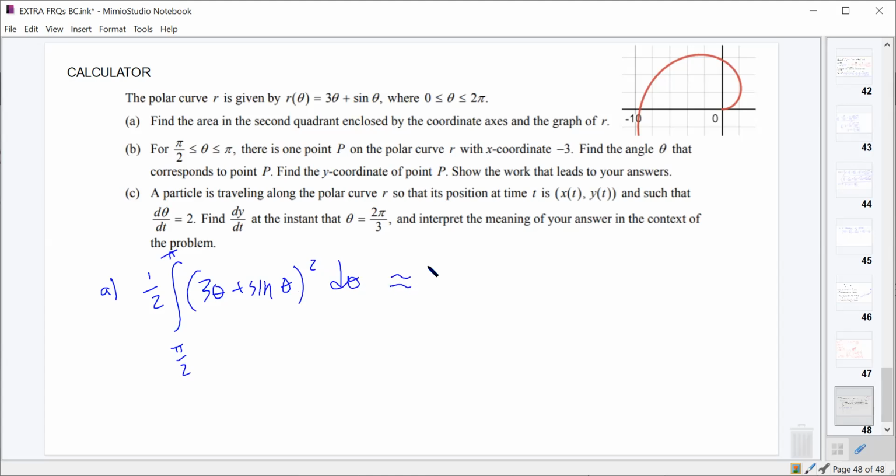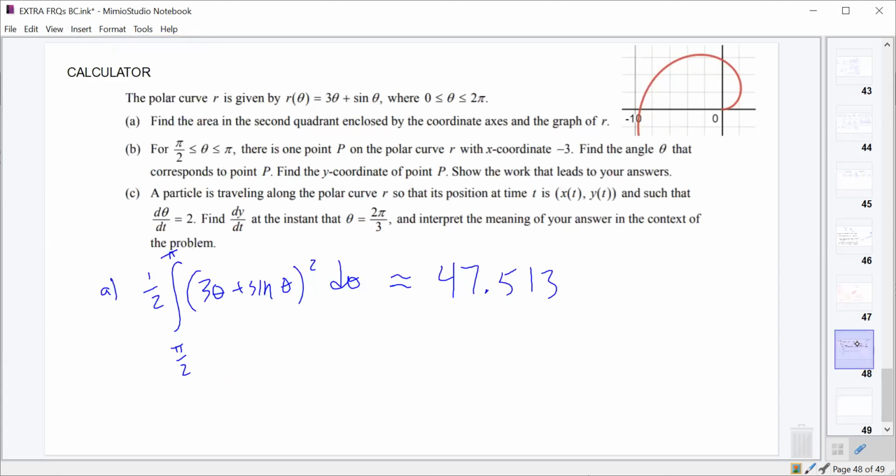And I didn't pull up the guidelines for this one, but that comes out to be something. Everybody good? Anybody have a value for that? No? Okay, I got them up now. 47.513 it looks like. Everybody good with part A?